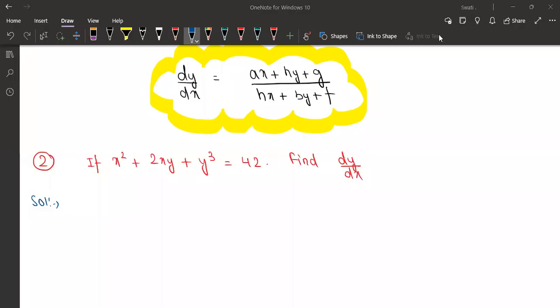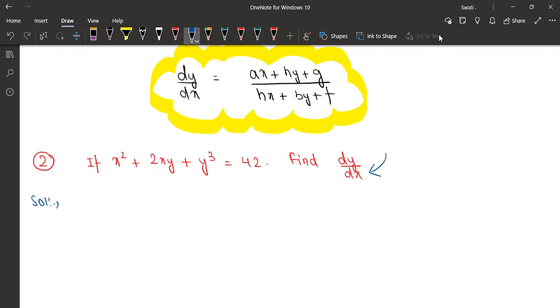So this is our second question. If x square plus 2xy plus y cube is equal to 42, we have to find out the value of dy/dx. Again, here we will do the same thing. We will differentiate both sides with respect to x. Why with respect to x only and not with respect to y? Because you can see in the question we have to find out dy/dx. It says derivative of y with respect to x only.